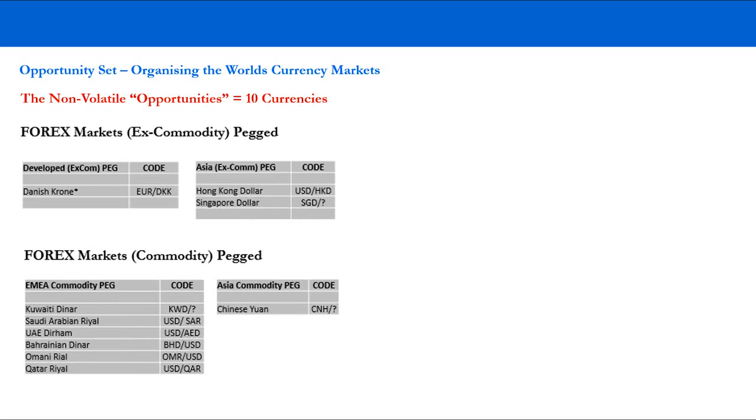So we have here the ex-commodity pegged, which includes the Danish krone, the Hong Kong dollar, and the Sing dollar, and the commodity pegged currencies. So these are the ones that are not going to move. There's no volatility, or volatility is extremely small.